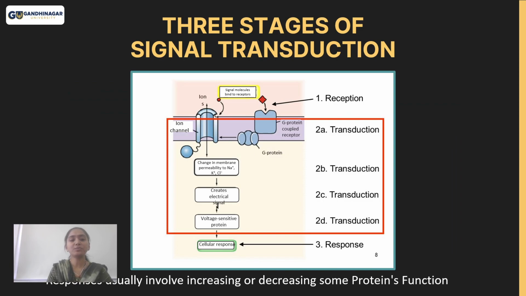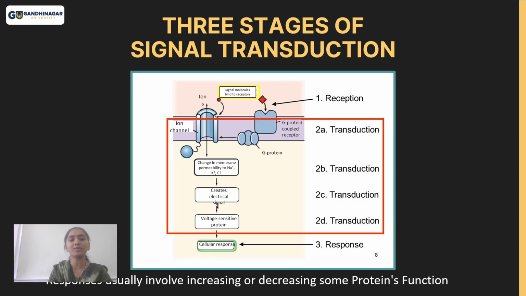Then reception, the first stage of the signaling cascade, involves the binding of signaling molecules, known as ligands, to a receptor protein on the cellular surface or inside the cell. Receptors can be cell surface receptors such as G protein coupled receptors or receptor tyrosine kinases, or intracellular receptors such as nuclear receptors. After the binding with the receptor, it goes into the transduction process.